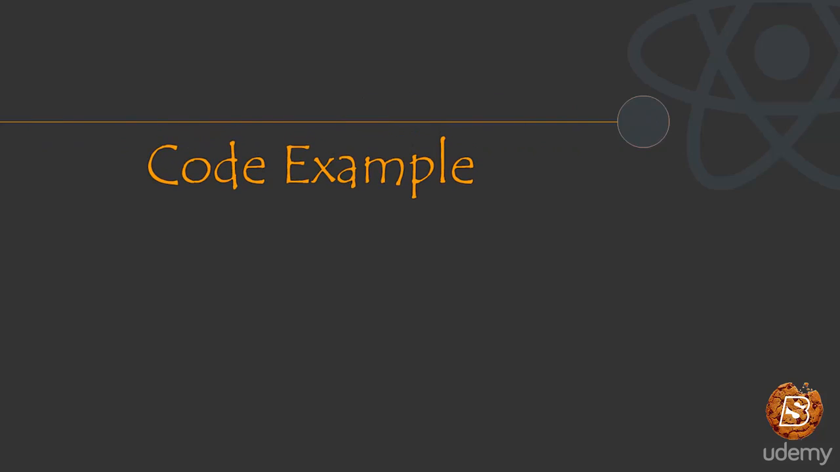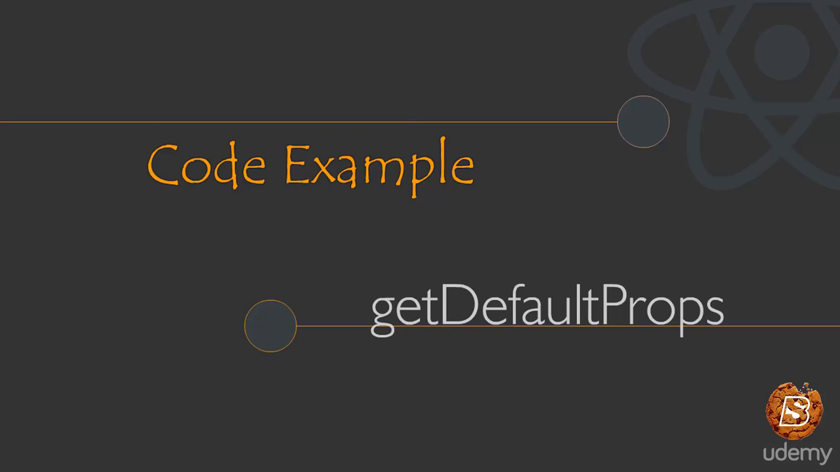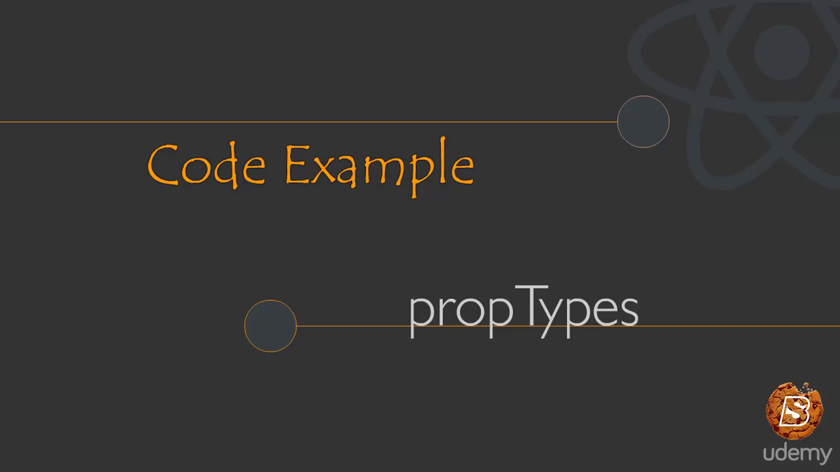Now we'll explore how we can make use of render, getInitialState, and getDefaultProps methods, and then we'll also explore the propTypes attribute, which is basically used to validate the different properties that we set in our component. So let's start with the render method.